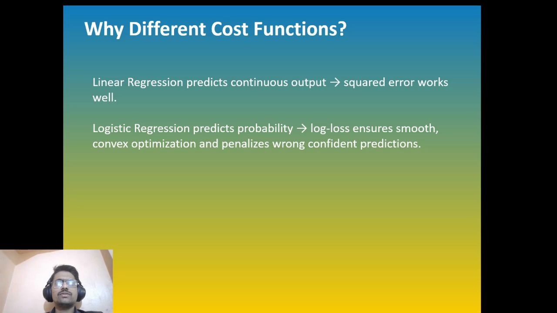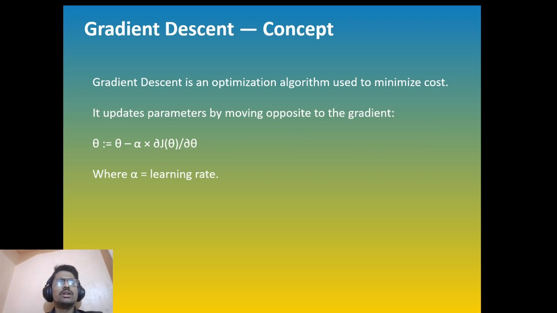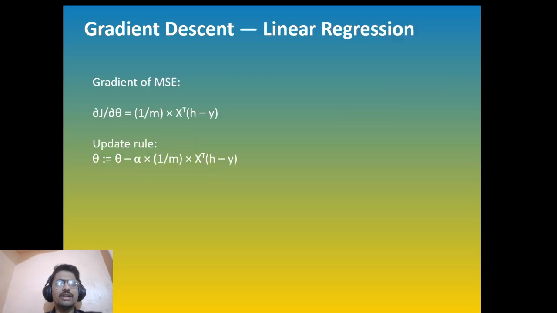Why different cost functions? Linear regression predicts a continuous output, so squared error works well. Logistic regression predicts probability, and log loss ensures smooth, convex optimization and penalizes wrong confident predictions. So, gradient descent. The concept of gradient descent is an optimization algorithm used to minimize cost. It updates parameters by moving opposite to the gradient. So here is the formula for this, where alpha is equal to the learning rate.